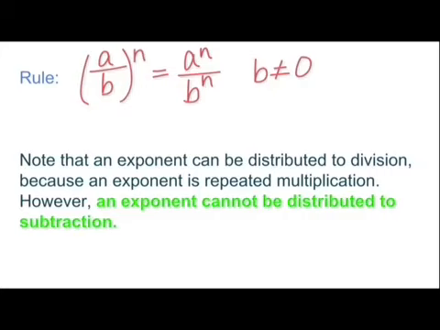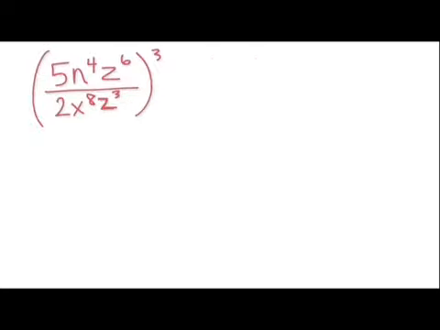However, an exponent cannot be distributed to subtraction. So for example, 3 minus x squared does not equal 3 squared minus x squared. So I just want to make sure you know that it has to be with division or multiplication in order to use the 2 powers rules that we applied today.